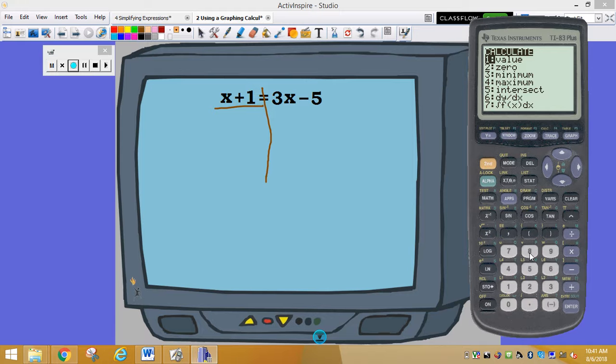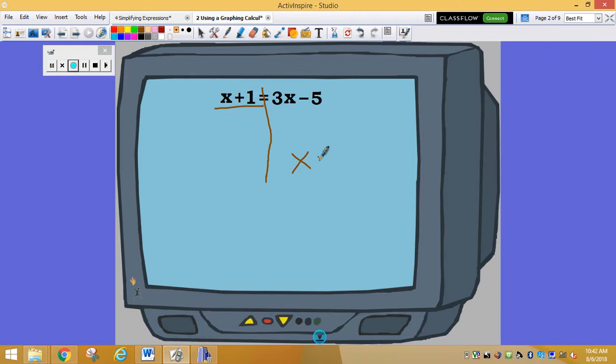So we want number 5. So I'm going to hit number 5. You can hit number 5 or you can scroll down to the number 5. It doesn't matter. I want number 5. Then you're going to hit enter 3 times. 1, 2, 3. And right there it tells me my answer. X equals 3.